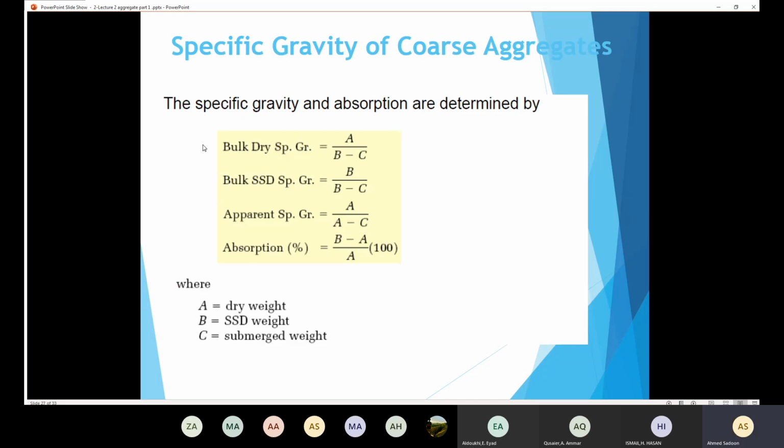So in order to determine the bulk dry specific gravity, I need to know the value of A. The value of A is dry weight. The value of B is SSD weight. And the value of C is the weight of the aggregate inside the water. If I know A, B, C, I'll be able to determine bulk dry specific gravity, bulk SSD specific gravity, apparent specific gravity, and also the absorption. Okay, we have done this in the lab, if you do remember that.